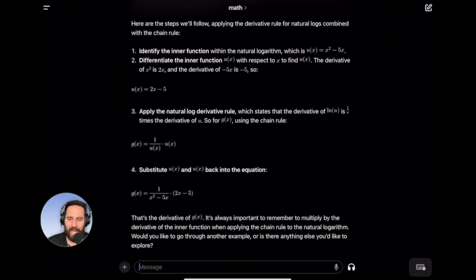Key, it's telling you one thing I like, and I would say the same thing if I was a tutor, things that people mess up on. Remember to multiply by the derivative of the inner function when applying the chain rule to the natural logarithm. That is very cool. Hey, don't forget, people mess up on this. Don't forget to do that. Cool. Would you like to go through another example, or is there anything else you'd like to explore?